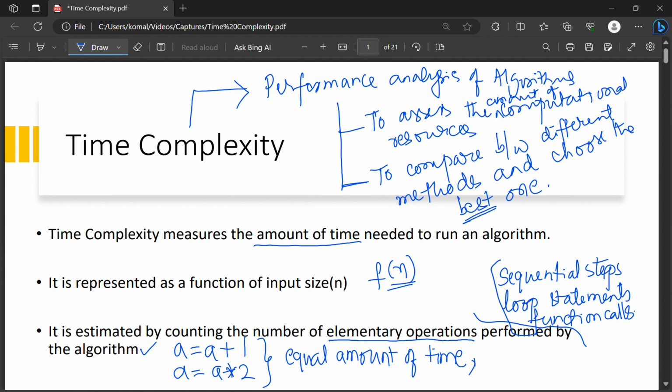Along with time complexity, there is one more characteristic which is involved in performance analysis of algorithms. That is space complexity. In this video, I am not focusing on space complexity as the length of this video may become very large. So I am postponing this discussion of space complexity, and I will do this as a separate video.